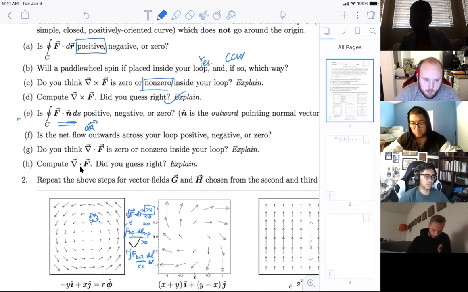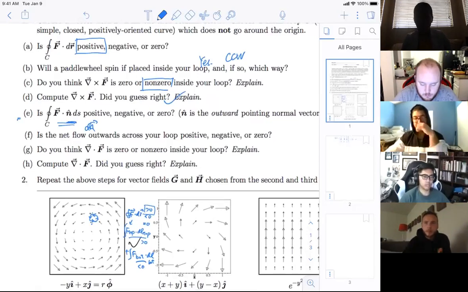I didn't quite get to that, but for divergence, for the x part, you have a y, and when you take the derivative with respect to x, you get 0. And the same with the other part.